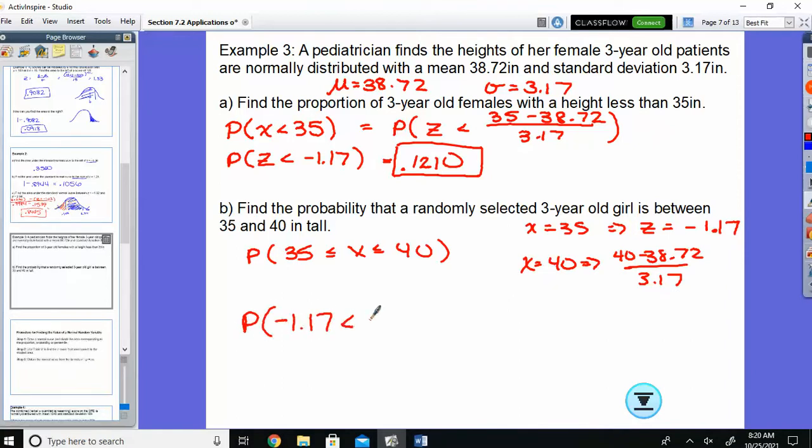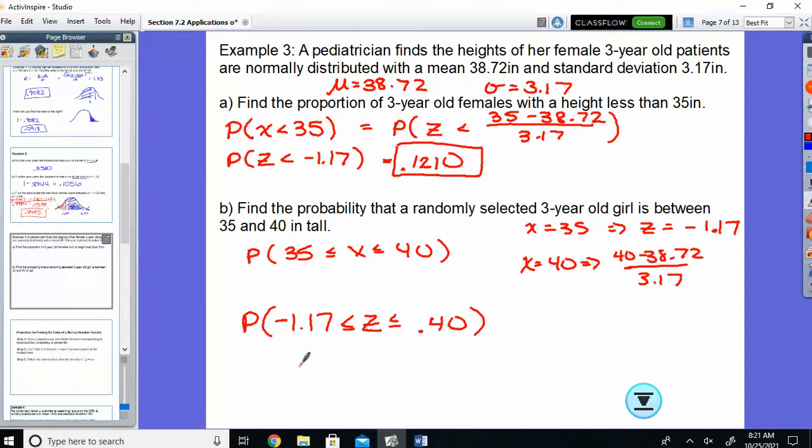So, I'm finding the probability that my z is between negative 1.17 and, for the second one, you get 0.40, right? Technically, guys, on these, it's not going to matter if it's less than or if it's less than or equal to. Okay, we're going to look it up the same way.